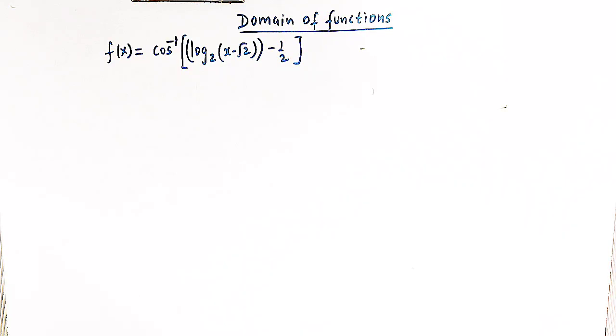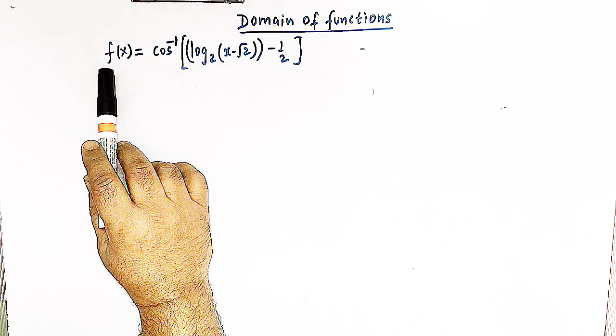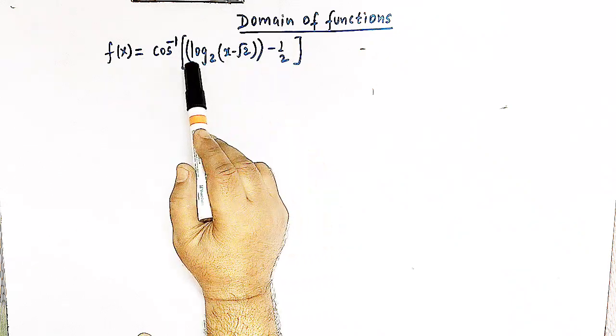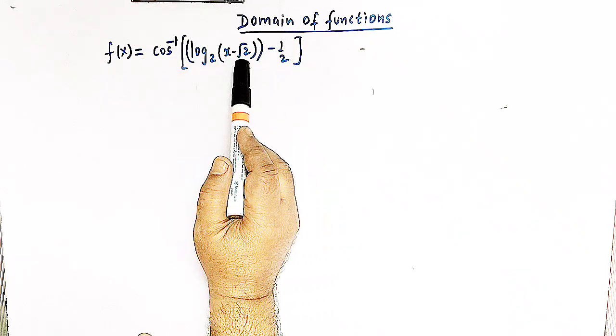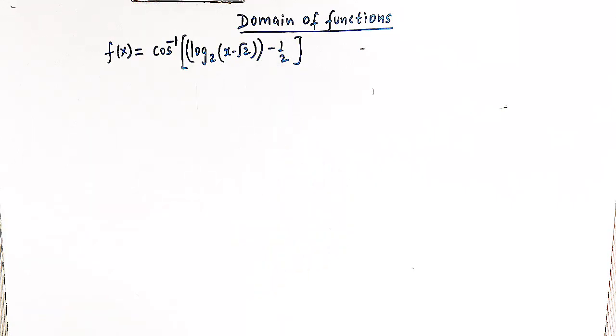Hello viewers, in today's session we are going to discuss another important problem from the domain of functions, and in this class we are going to find out the domain of this function f of x equal to cos inverse of (log of (x minus square root of 2) to the base 2, minus half). So let us see how we can find the domain of this function using the concept of the principal value branch of the inverse cosine function. So let us start.